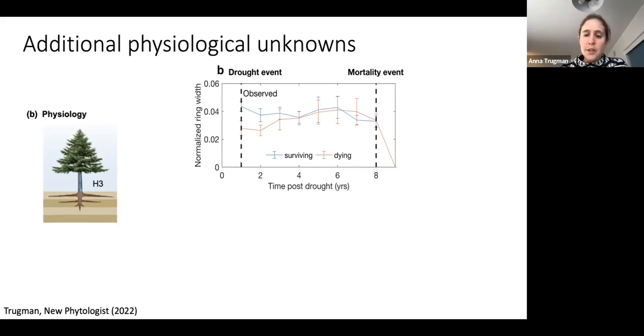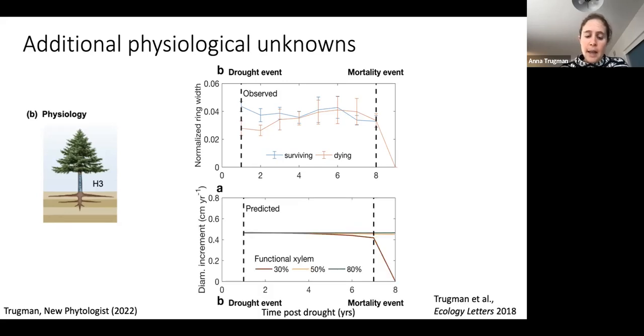These are some observations of dying and surviving trees in Colorado after a major drought event where they had very similar growth rings up to 8 years post-drought, and then a significant number of the trees died. We used a complementary modeling exercise that included recovery of damaged xylem to try and explain this lagged mortality and similar normalized ring width.